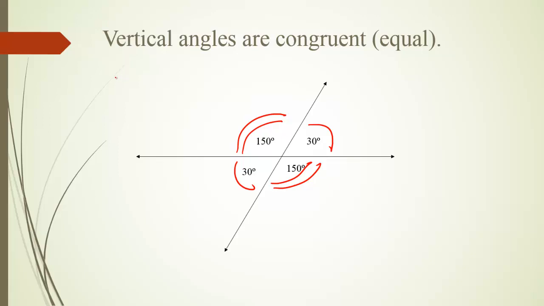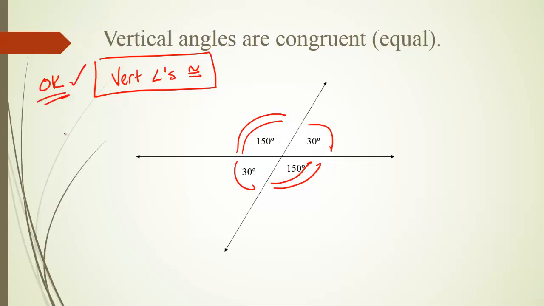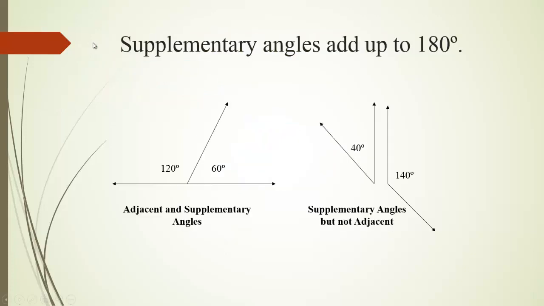However, anytime you use this in a proof, I am perfectly okay with you writing vertical angles congruent. So in a proof, you can use that for your reason. So that is okay to use as a reason in a proof, okay? Now, supplementary angles add up to 180.